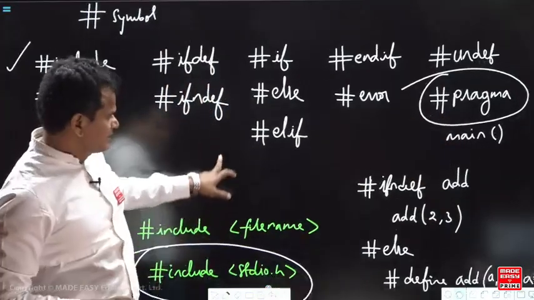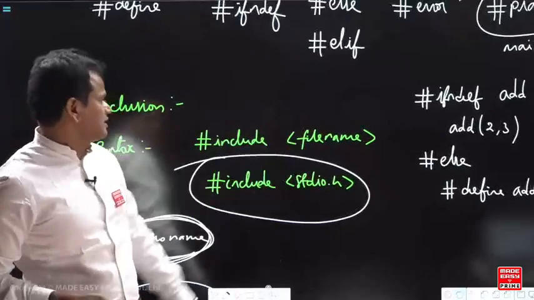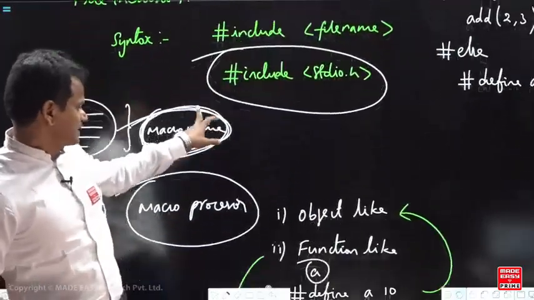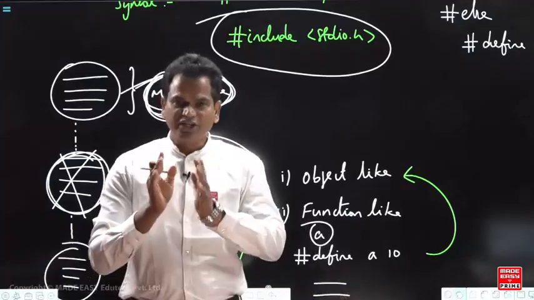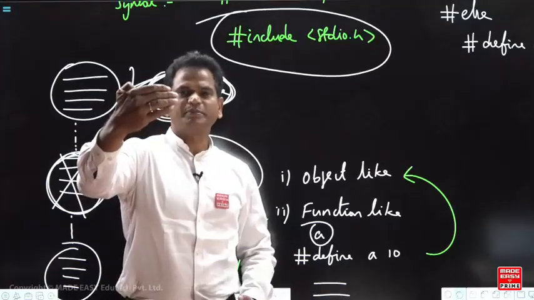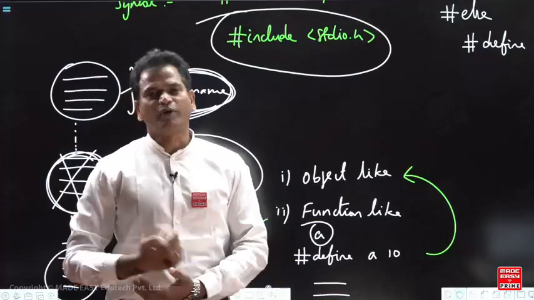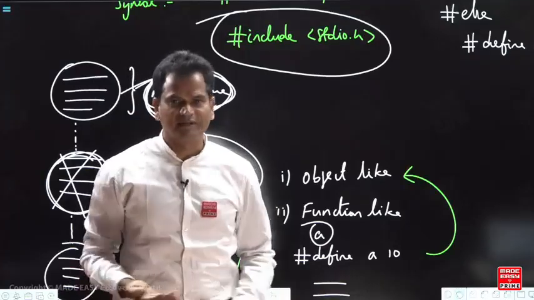And the two main types of macros are object-like macro and function-like macro. This is about pre-processing. Initially the source code is given to the pre-processor and it produces the modified source code as output, pure high level language.